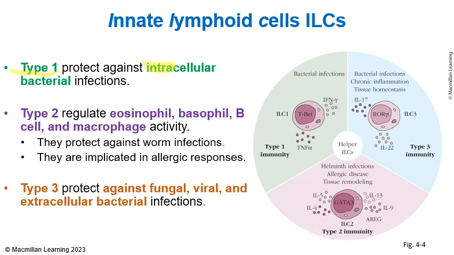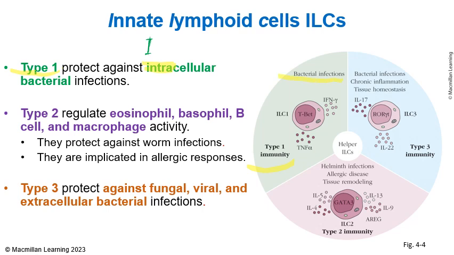And how are you going to remember that? You remember that intracellular begins with I, and I in Roman numerals is type 1. Cool? Now you have to think that that's intracellular bacteria. So if you look here at the type of immune response, type 1 is going to be mediated by your ILC type 1, and that is going to fight bacterial infections.